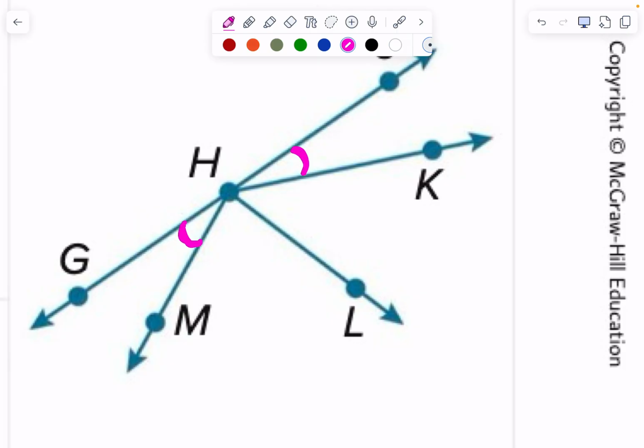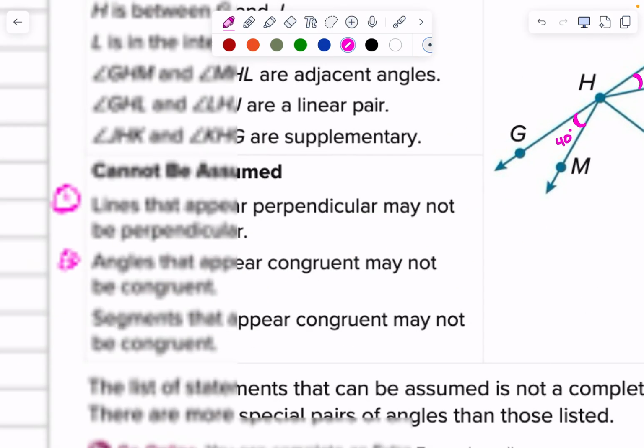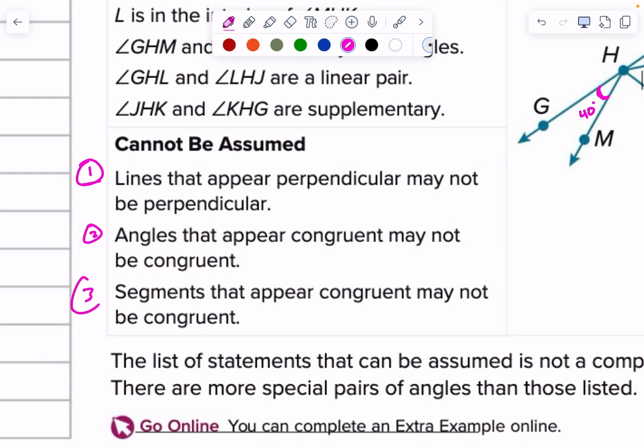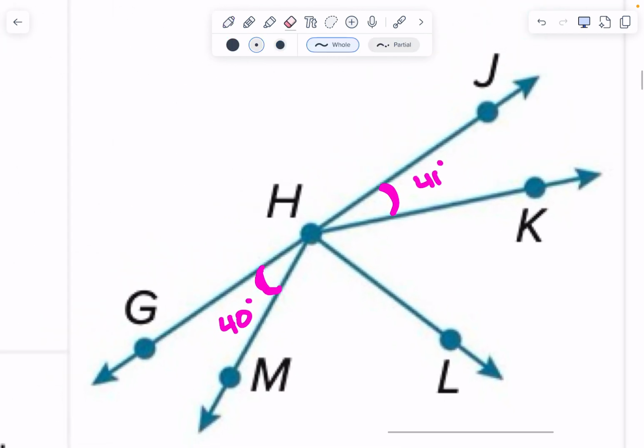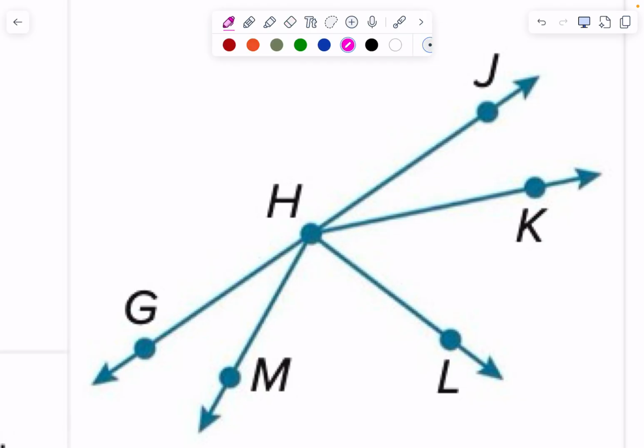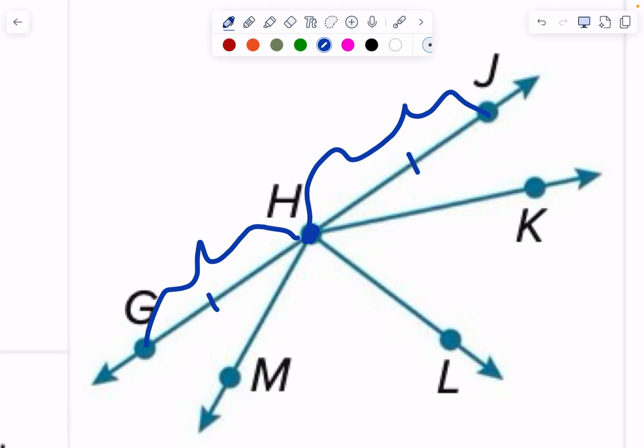They have to put them in there in order for me to say that they're equal to each other. Make sense? Because one might be 40 degrees and the other one might be 41 degrees. Not congruent, but they look just about the same, right? Number three, segments that appear to be congruent may not be congruent. So like H, when I said before, H kind of looks like he's exactly in the middle. It looks like this segment and this segment are the same. But I cannot assume that unless they put those little tick marks in there. I cannot assume that, right?